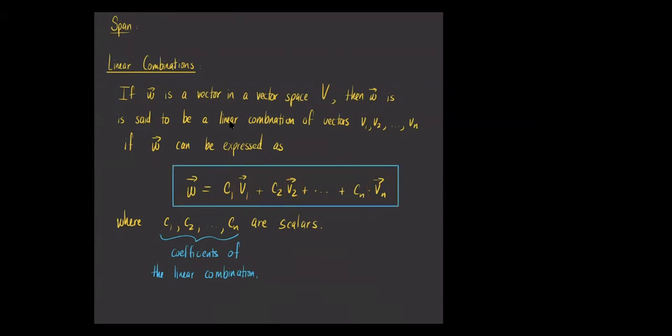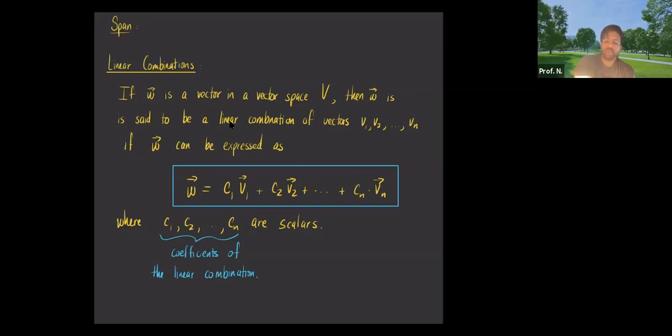Does that make sense when we say linear combination? That's what a linear combination is. We're adding scalar multiples of vectors. So for any set of vectors that you have, if you just add scalar multiples of those vectors together, you get a linear combination of those vectors.